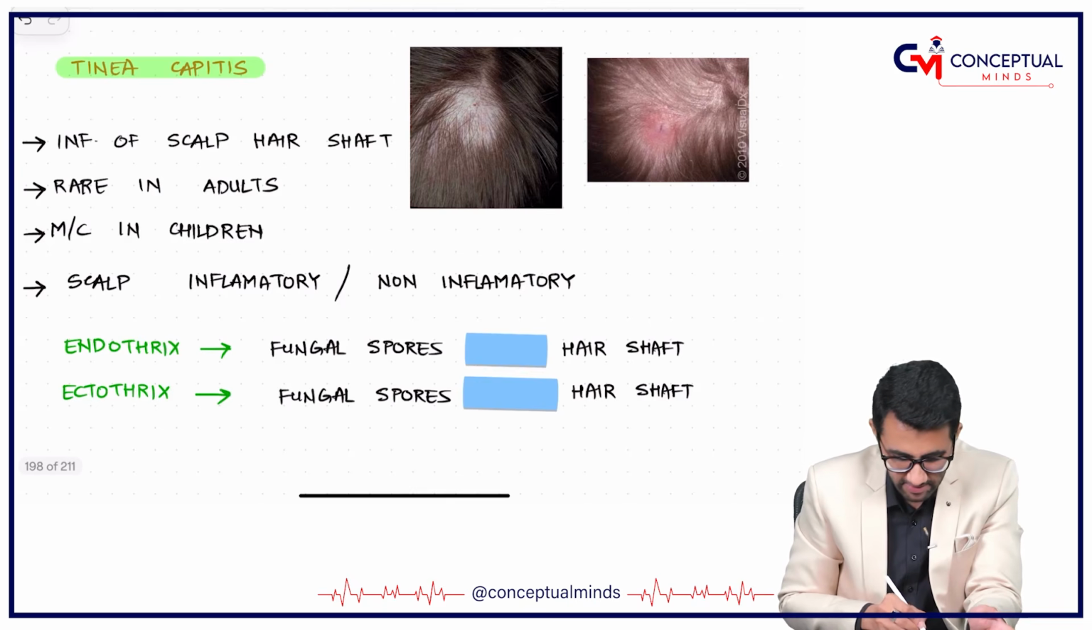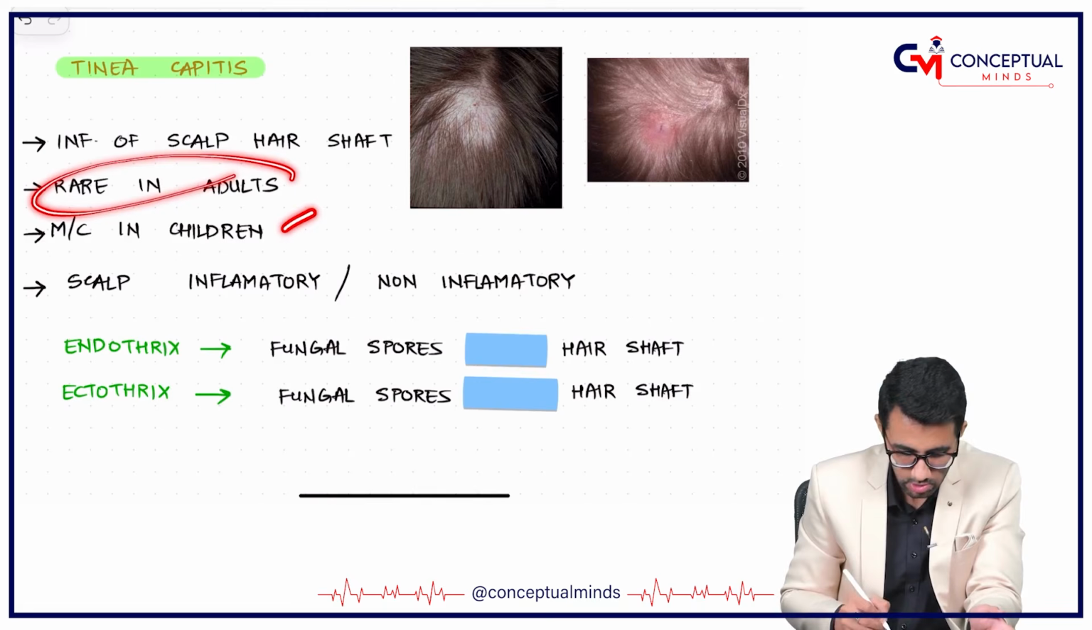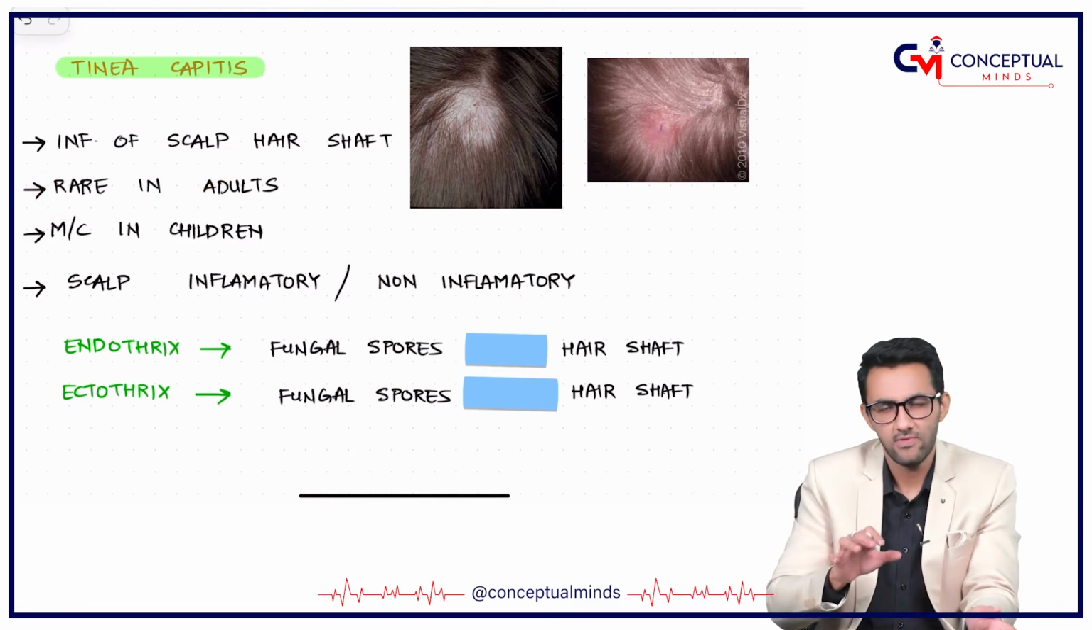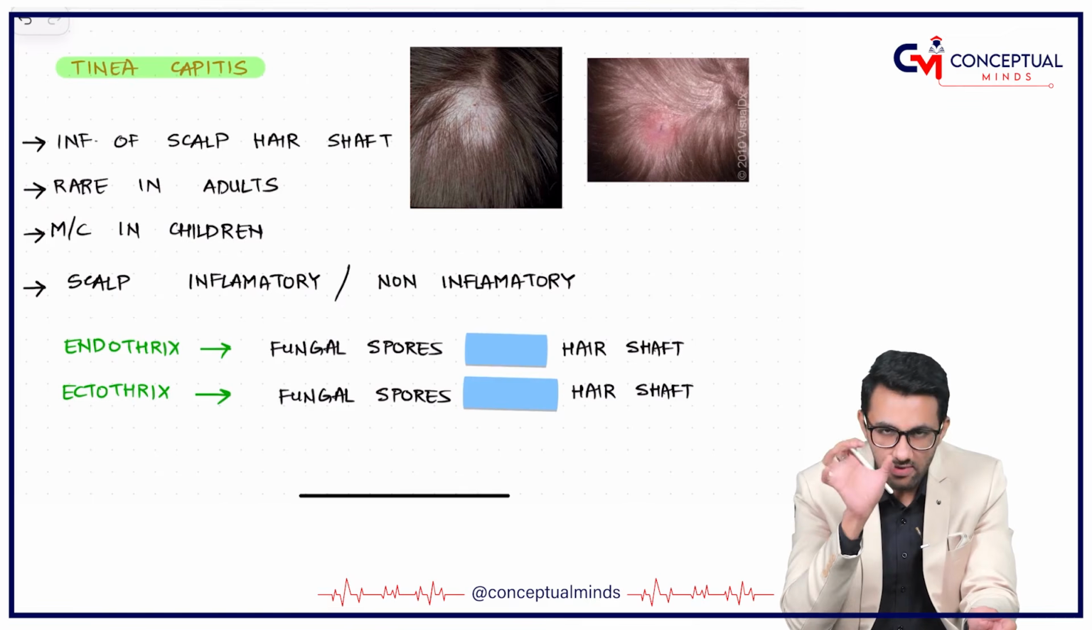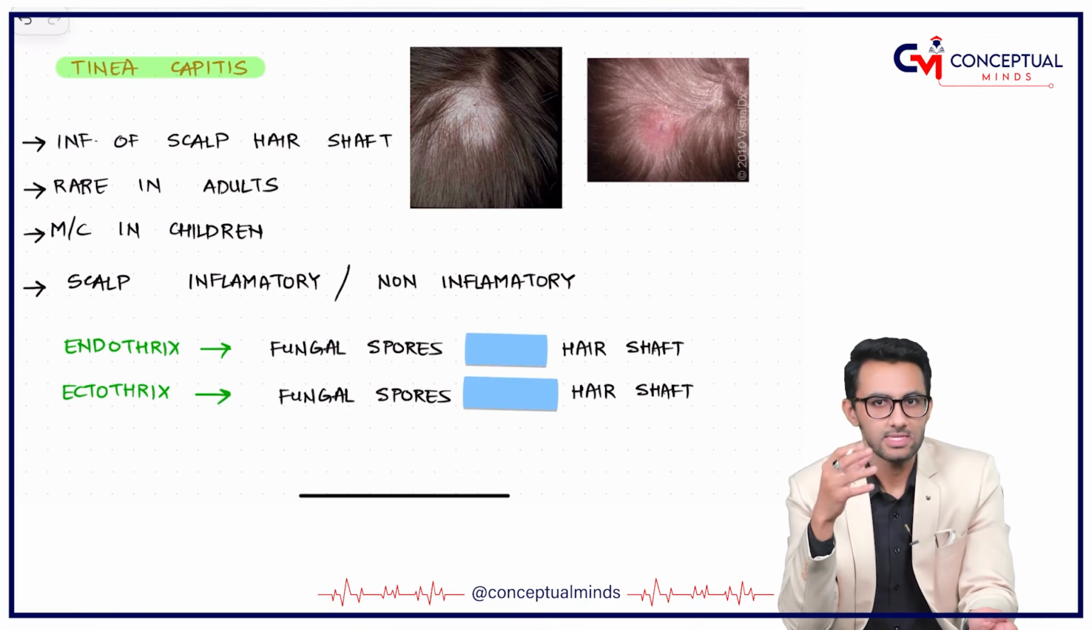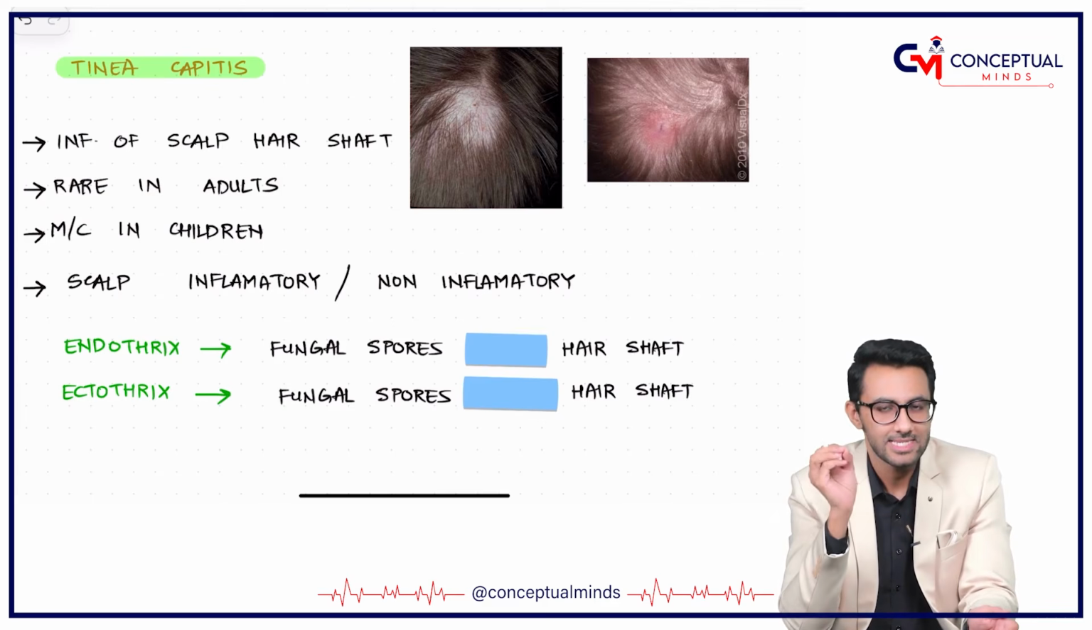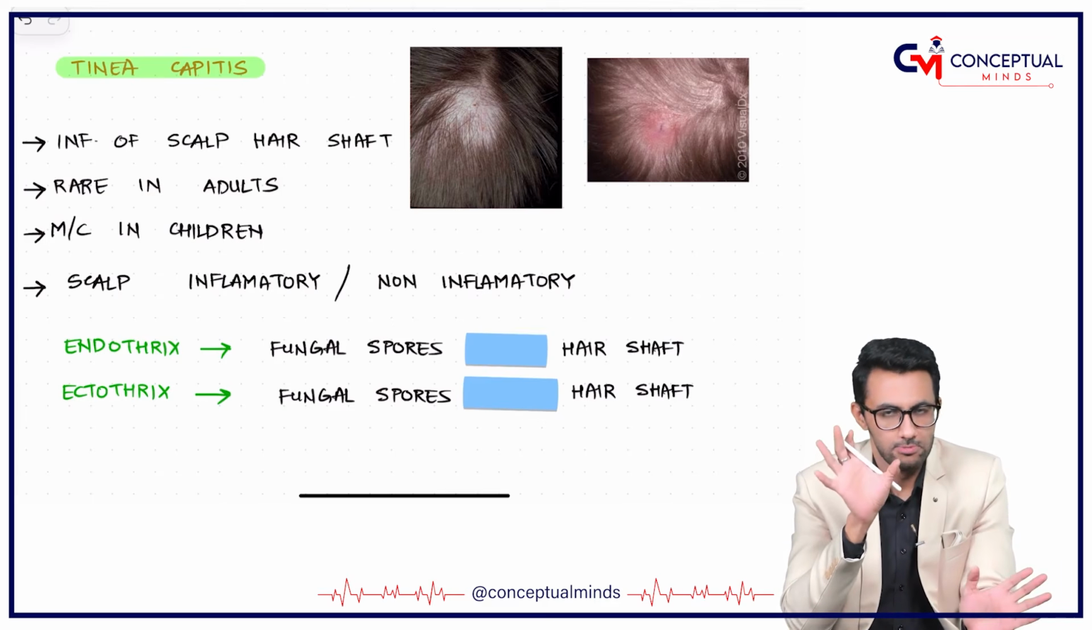This is the inflammation of the scalp hair shaft. It is rare in adults and most commonly seen in children. And there are two different types as we spoke: non-inflammatory and inflammatory. The inflammatory one is the topic which concerns us because we are reading cicatricial alopecia. All right, this much is clear to you.